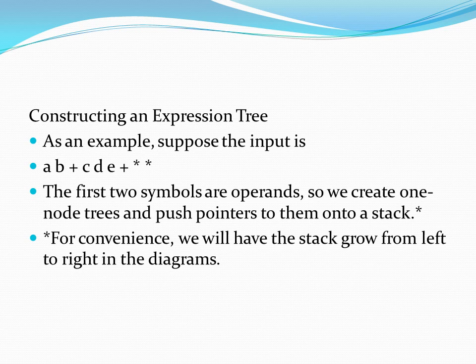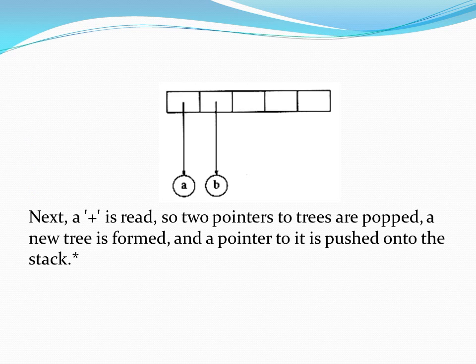Constructing an expression tree. Suppose the input is a b plus c d e plus star star. The first two symbols are operands, so we create one node trees and push pointers to them onto a stack. The first two symbols are a and b, so they are pushed into the stack. The next is plus, so two pointers to the trees are popped out and a new tree is formed, and the pointer to it is pushed onto the stack. This is shown.